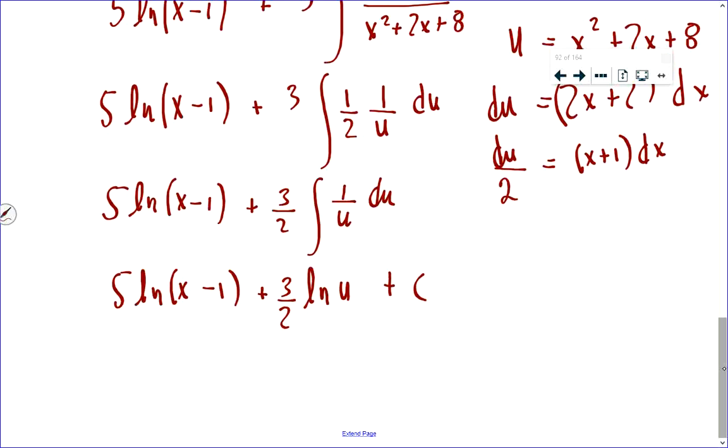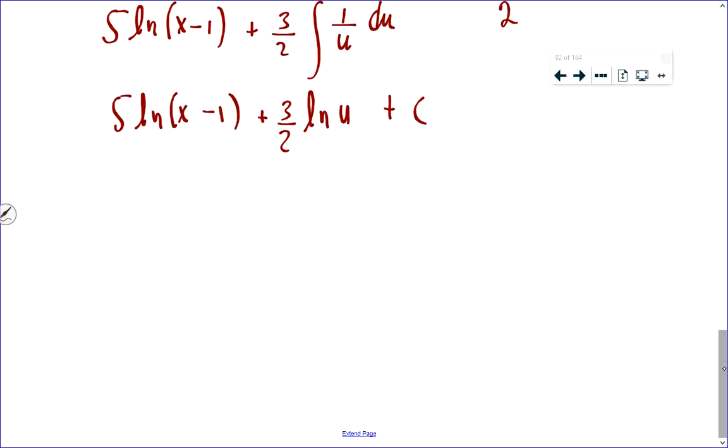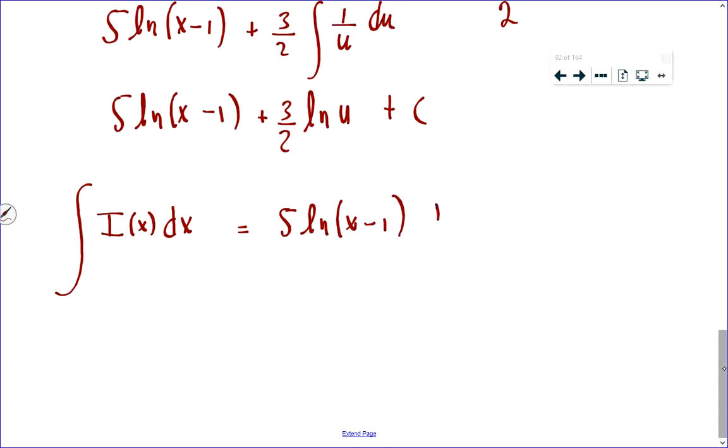And then, of course, you don't leave it there. You put in what u is equal to. u is equal to that x squared plus 2x plus 8. So my final answer here is that original integrand as a function of x is equal to 5 ln x minus 1 plus 3/2 ln x squared plus 2x plus 8, plus your constant if you don't want to get burned for half a mark.